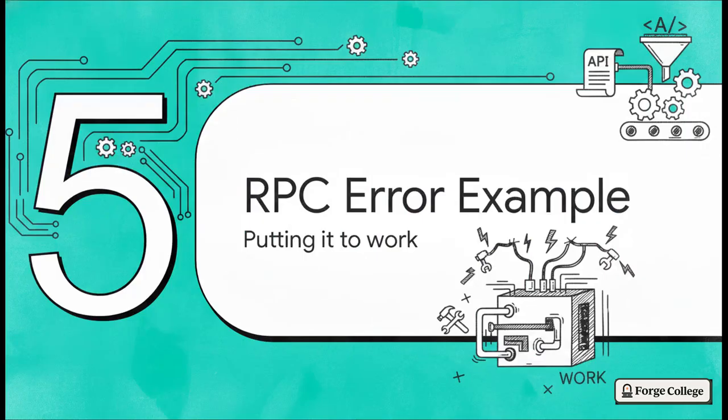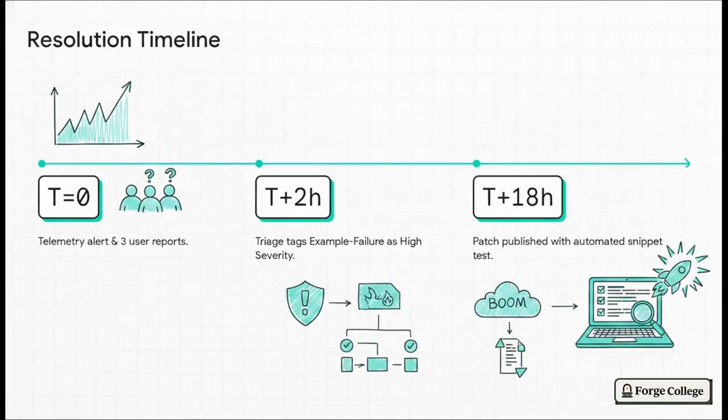All right, part 5, a real-world RPC error example. Let's put this machine to work. Let's look at this system in action. Imagine your telemetry suddenly spots a massive spike in validation errors on a Solana payload example. At T0, the alarms are blaring. User reports are flooding in.